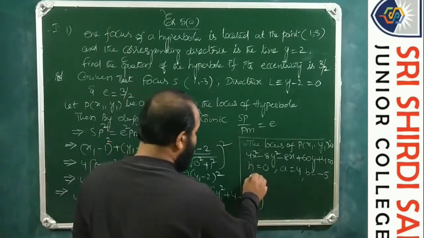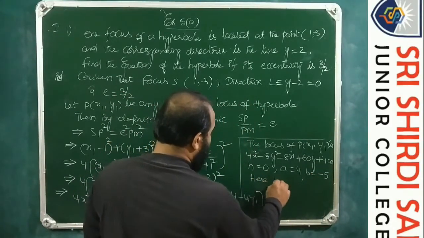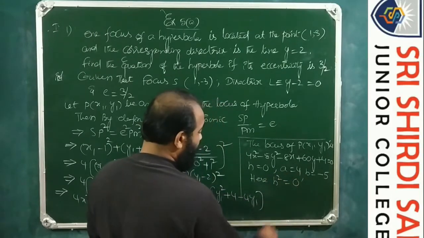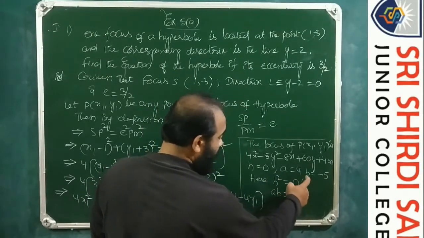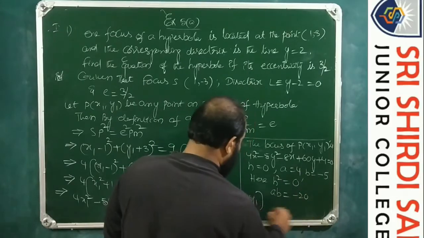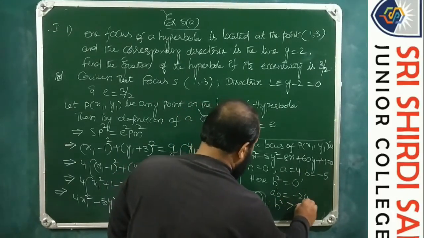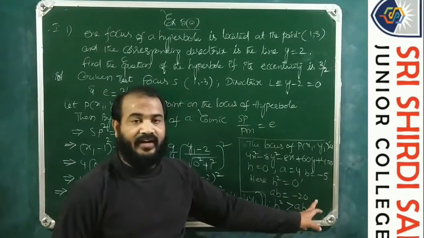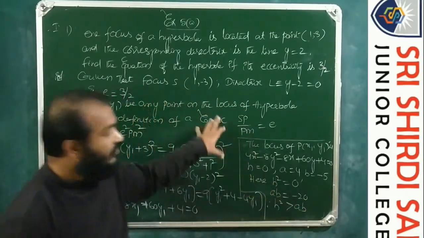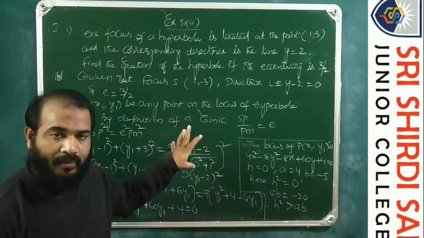So here h square is equal to 0, and ab is equal to minus 20. Clearly we see h square is greater than ab. 0 is greater than a negative term. Therefore, yes, this represents the equation of the hyperbola.